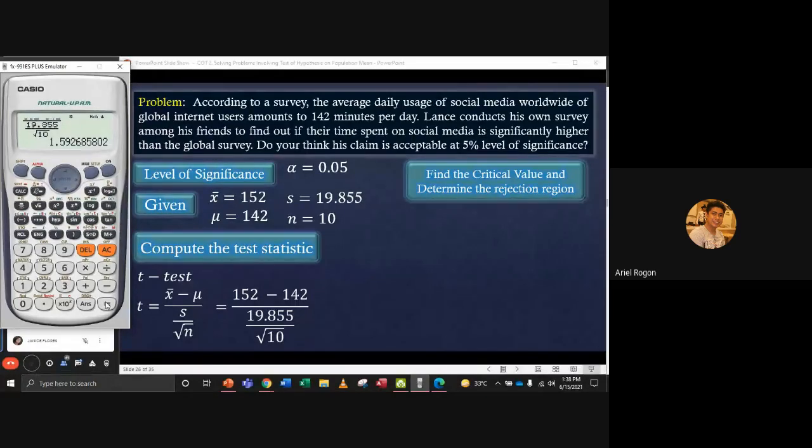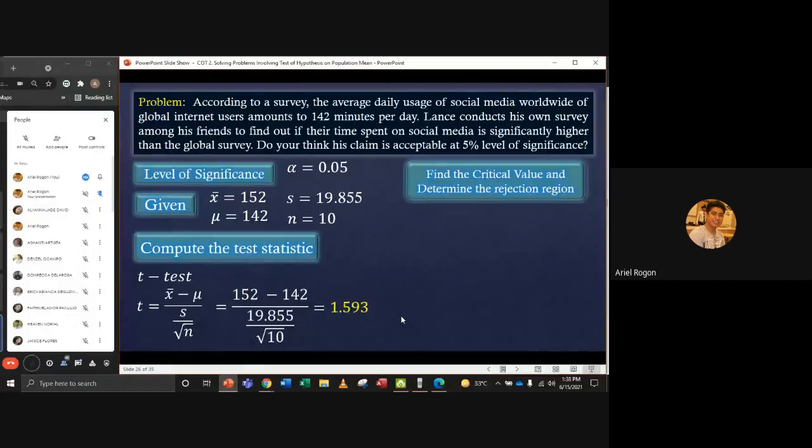1.593. So that is correct. So the computed test statistic is 1.593. After computing the test statistic, let us proceed now to find the critical value and the rejection region.